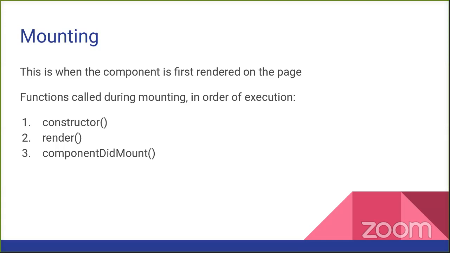So the first lifecycle stage is mounting. That just means it's when the component is first rendered on the page. Basically, these three functions would be called one at a time. The first one that gets called is constructor. We've all seen that at this point. That's when you put it at the top of your class, it says constructor props. You call super props in it, and you set your initial state. So that happens first when it mounts.